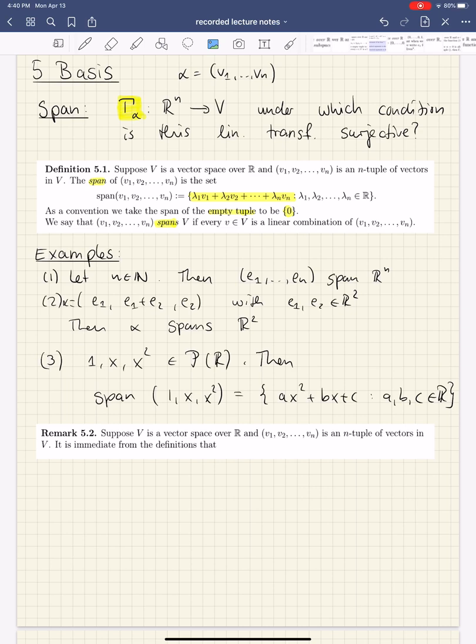So let's point out some basic facts here that are immediate from the definition. So let's take an n-tuple of vectors. Then we have the following conditions. First of all, v in V is a linear combination of this tuple if and only if it's in the span of the tuple.